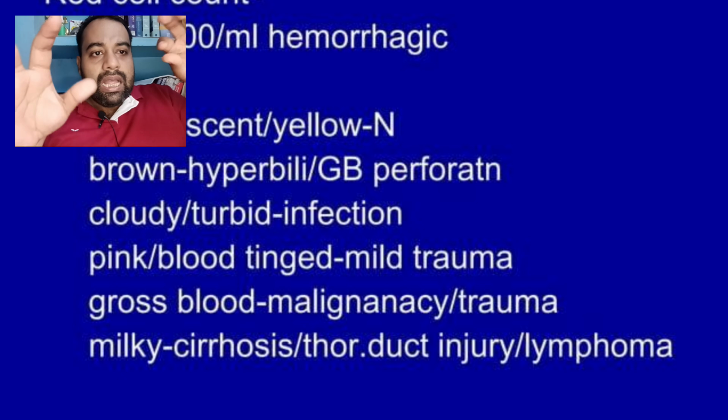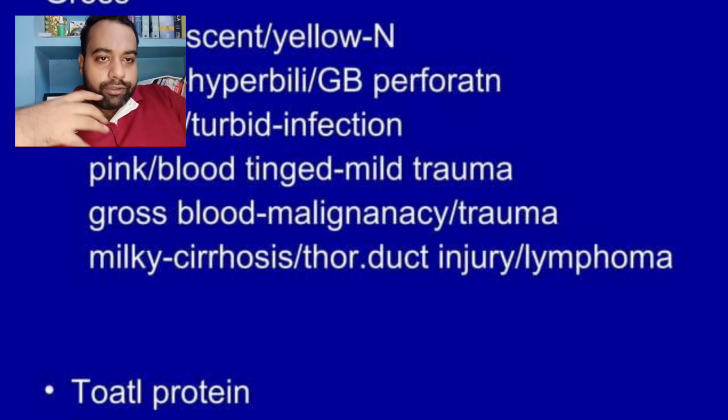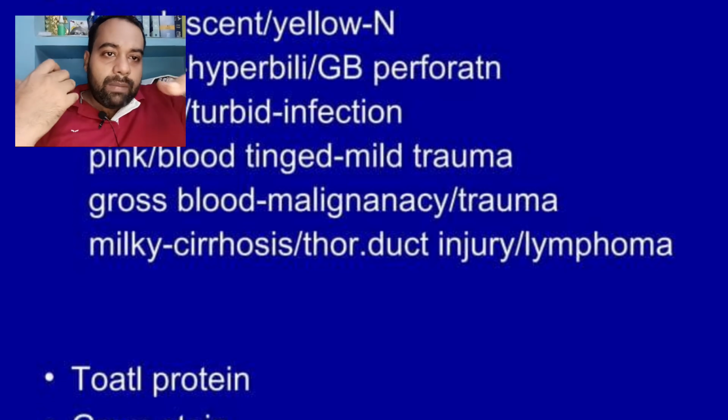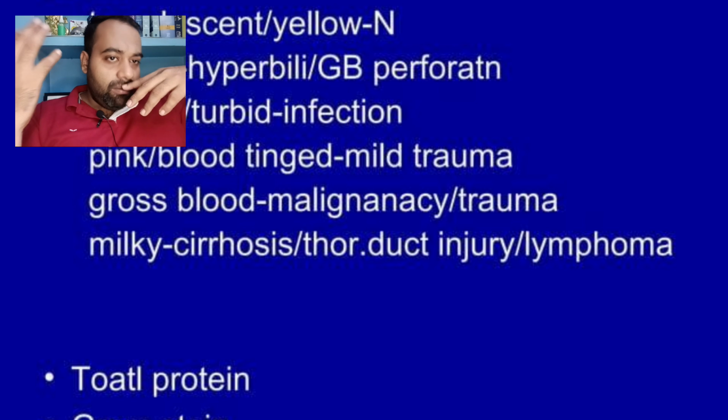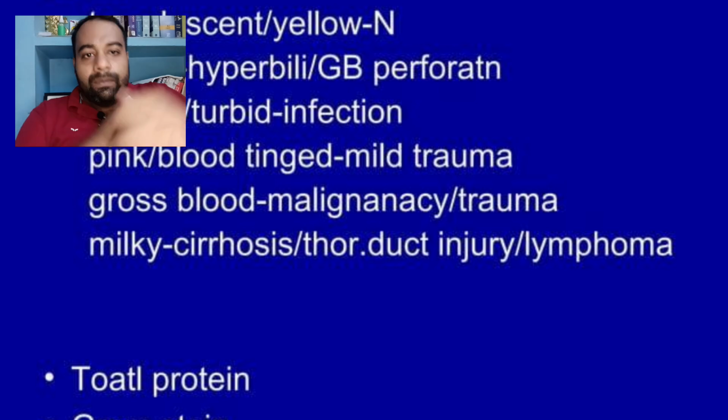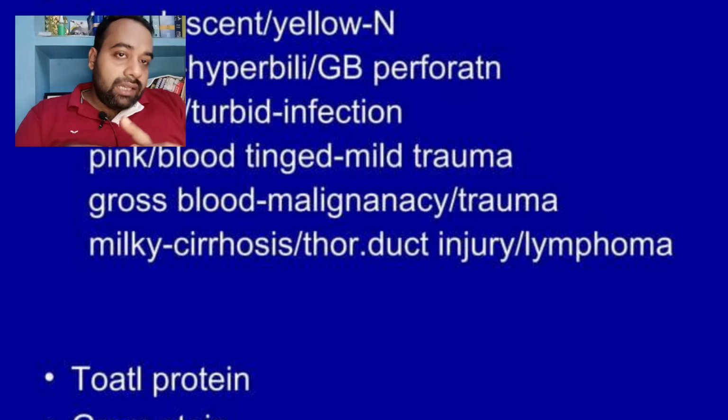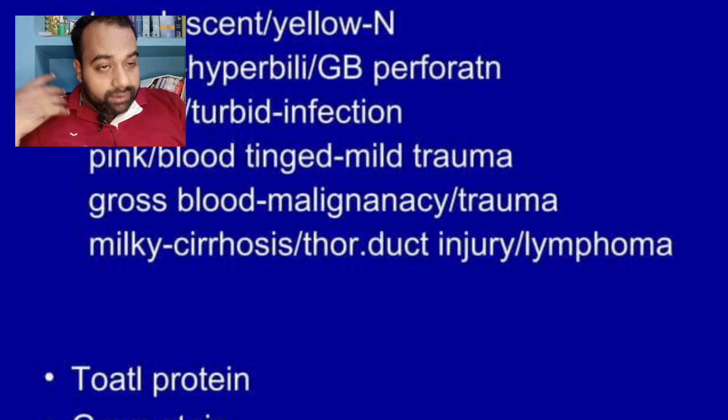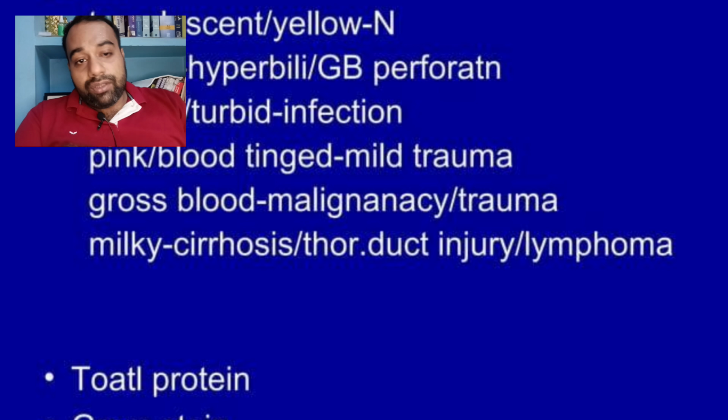A pink and bloody tinge is due to mild trauma. Sometimes there is gross blood, which is typically due to either acute onset trauma or malignancy. Sometimes the patient may show milky colored ascitic fluid, which is due to either thoracic duct injury, lymphoma, or sometimes cirrhosis. Okay.